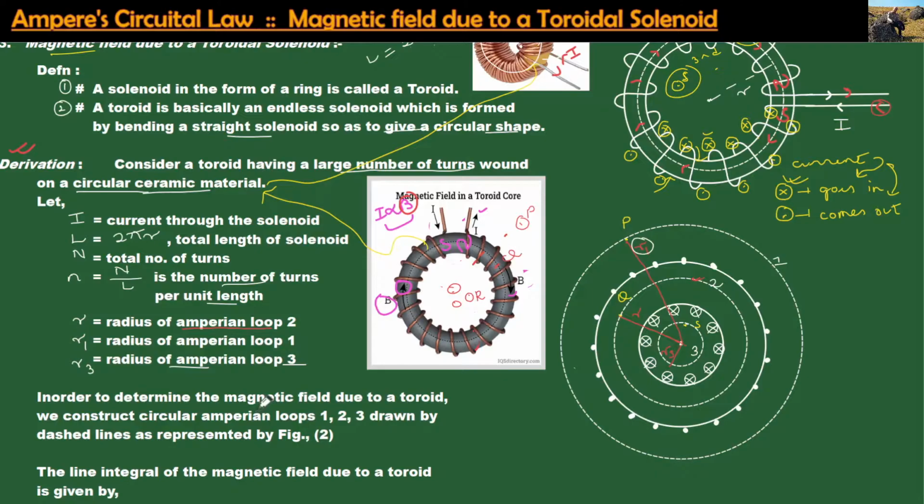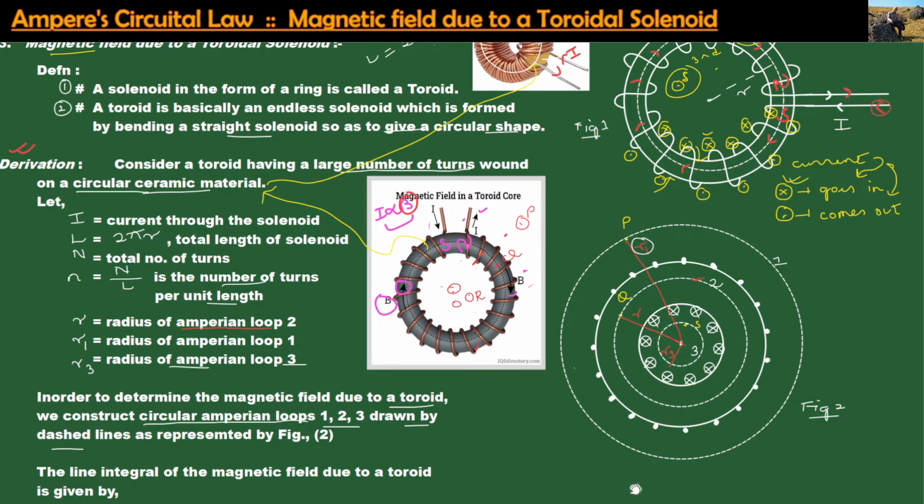So in order to determine the magnetic field across the toroid, we construct these circular Amperian loops 1, 2, and 3, drawn by dashed lines. I will name this figure number 2, and that one figure number 1.